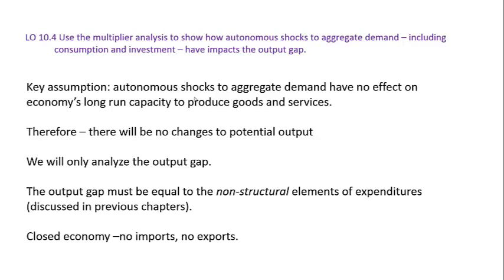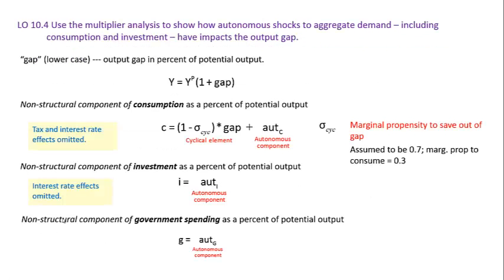Actually, that makes things very simple. There's going to be no changes, no effects to potential output, which means we can focus on only the output gap. That makes things very simple for us. And we're going to find that the output gap must be equal to the non-structural elements of expenditures, some of which we discussed in previous chapters. And as I already mentioned, we're going to be looking at a closed economy. No imports, no exports.